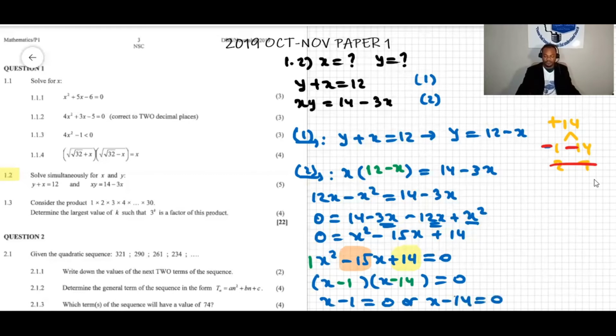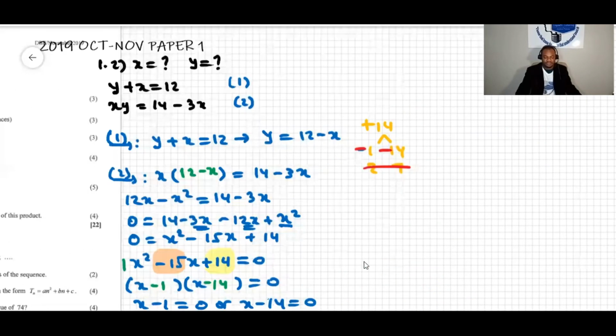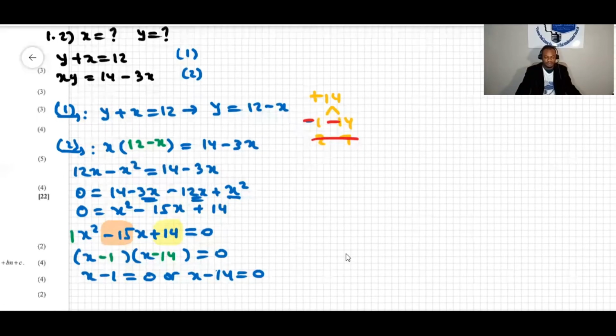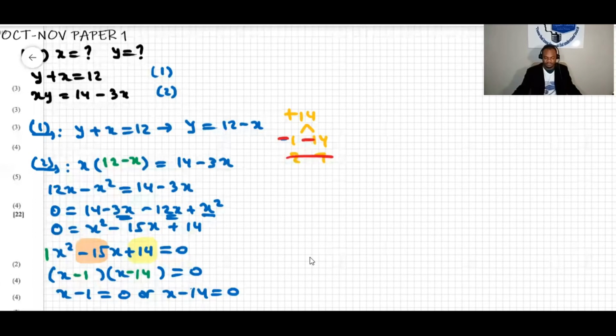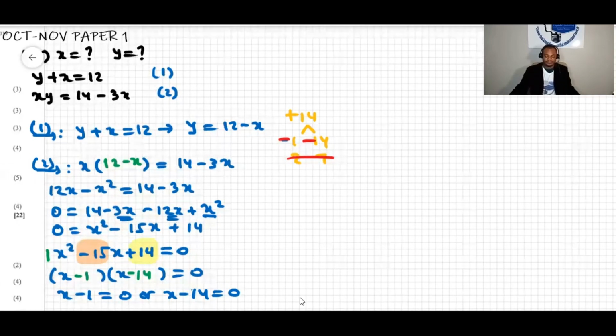Now let's move the board a little bit. I'll move it a bit here, because of space.